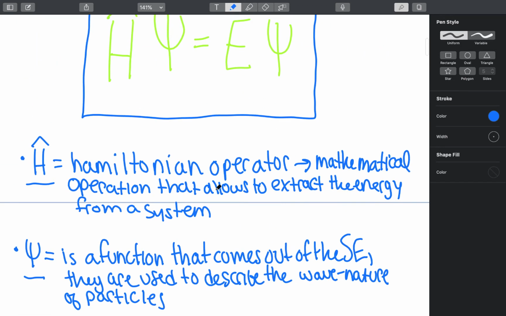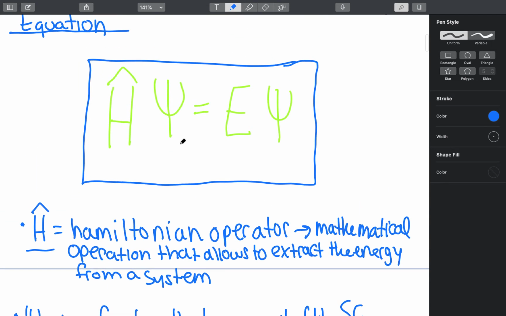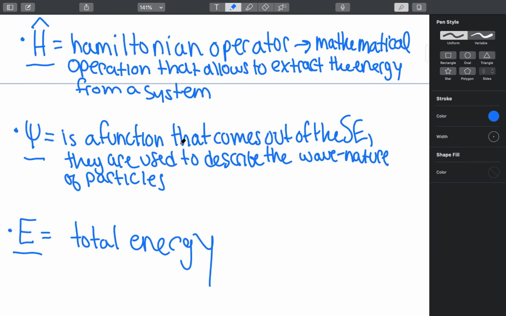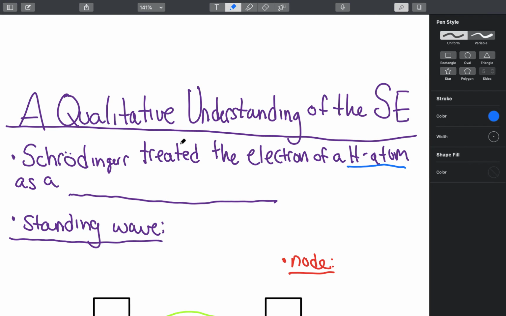So once again, you're probably not going to be required to know the Schrödinger equation because the difficulty associated with it is far above the level of any general chemistry class. So therefore, this is just to give you an appreciation for the equation and to have an awareness of it. But however, I think it is important to have a qualitative understanding of the equation. So with that, let's describe what the equation implies and how it was developed by Schrödinger.